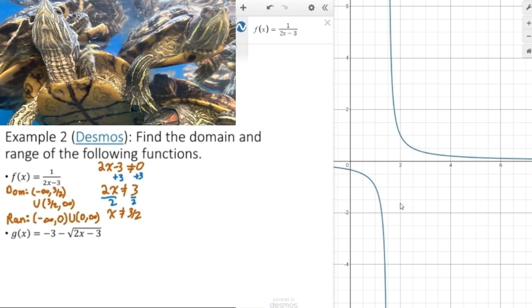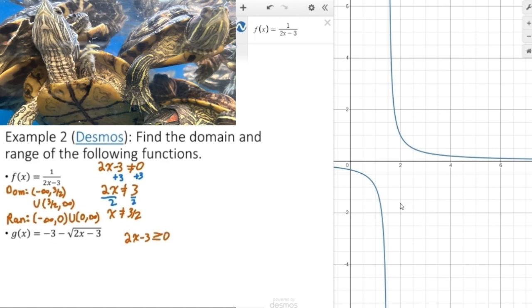Now we'll find the domain and range of g of x, which equals negative 3 minus the square root of 2x minus 3. Now, taking a look at the operations and seeing what we're allowed to do or not allowed to do, well, here we're taking the square root. We can't take the square root of negative numbers and get real numbers out of it. So in order for the square root operation to work, I need the 2x minus 3 to either be positive or 0.